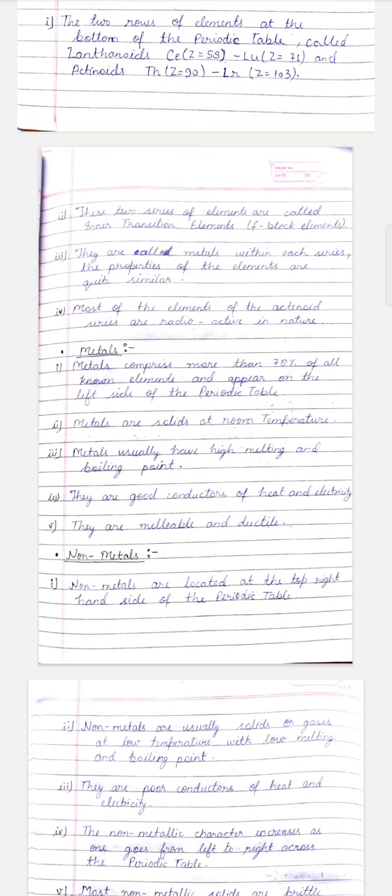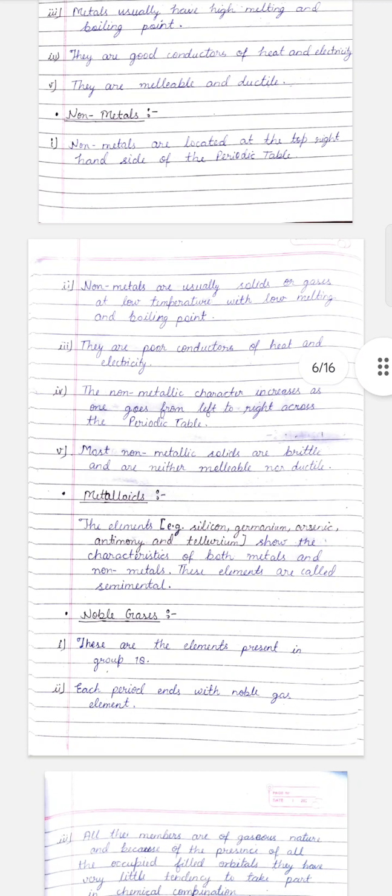Non-metals are located at the top right-hand side of the periodic table. Non-metals are usually solids or gases at low temperature with low melting and boiling points. They are poor conductors of heat and electricity. The non-metallic character increases as one goes from left to right across the periodic table. Most non-metallic solids are brittle and are neither malleable nor ductile.